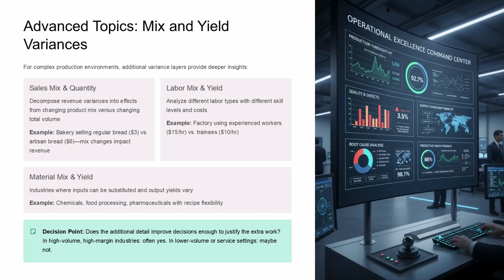Let me illustrate with a simple example. Imagine a bakery makes two products, regular bread and artisan bread. Regular bread sells for $3, artisan sells for $6.